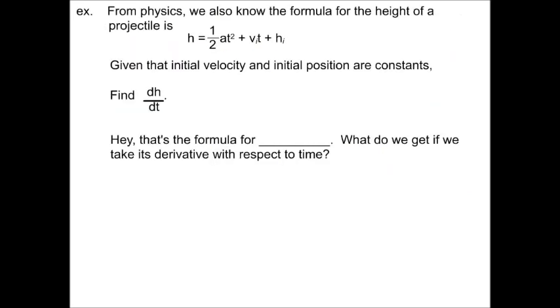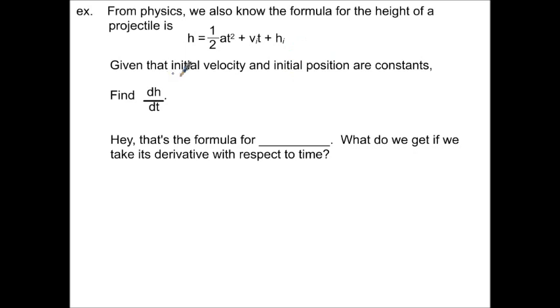Let's go with another example from physics here, because as we know, physics is fun. Alright, okay, so here's the formula for the height of a projectile. Height equals 1/2 acceleration due to gravity times time squared plus the initial velocity vertically, if you will, times time plus the initial height. Okay, so initial velocity is going to be some kind of a constant, because that's how fast the thing's being either thrown or shot or whatever the heck we're talking about. And the initial position, again, that's just how high you are when you're starting.